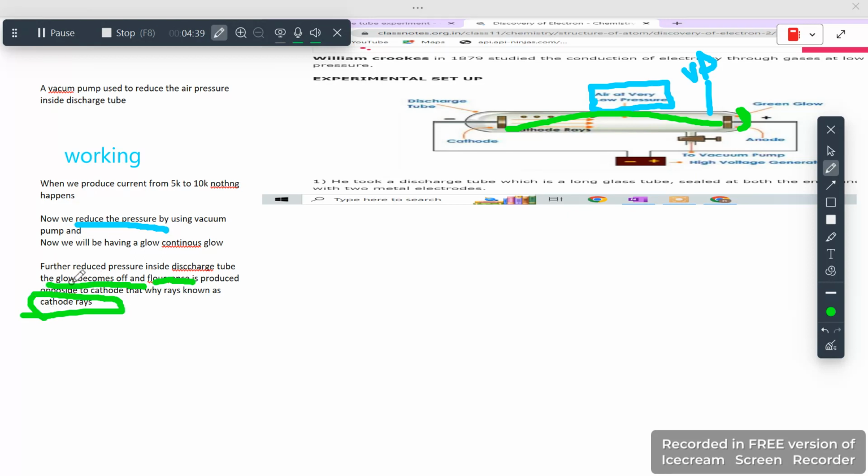Now listen, here is the glow, and here is the cathode ray, here is the cathode, and as I told you, here is the anode. Then from here the ray particles are going, which would be passing through this anode. Some would be passing, some would be reflecting as well, but some of them would be passed.